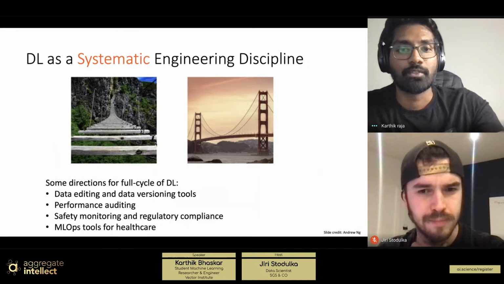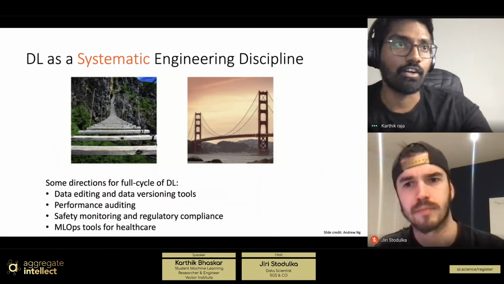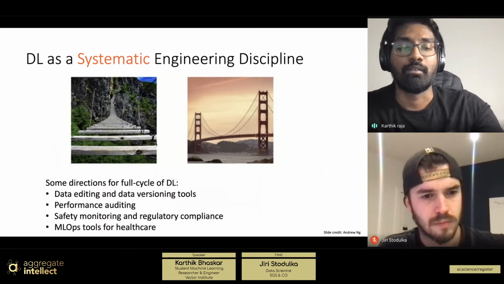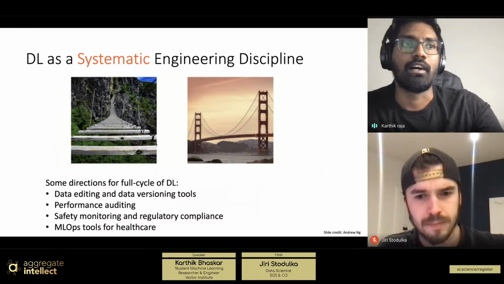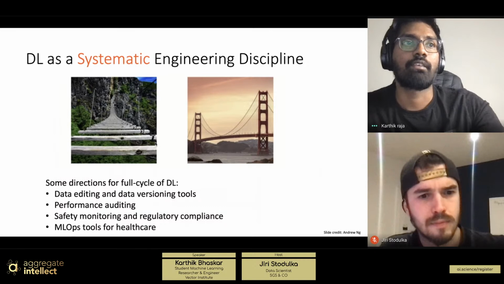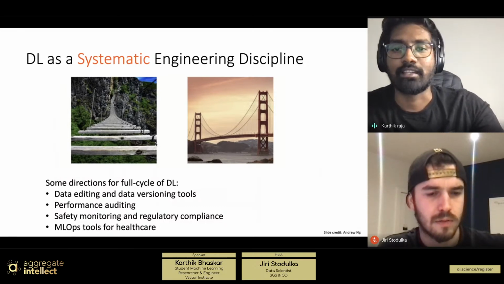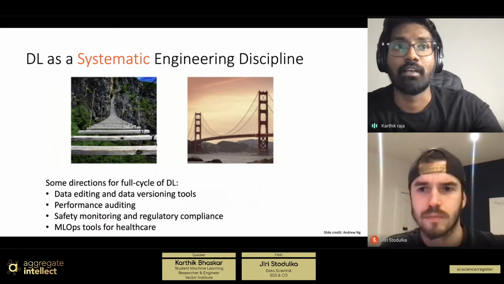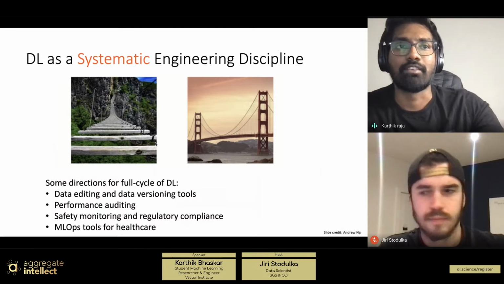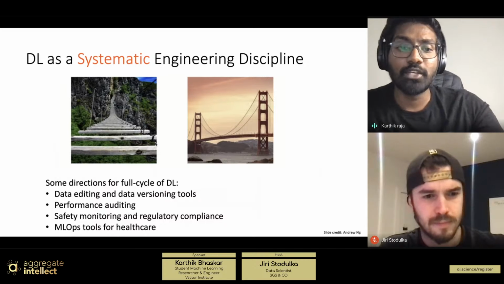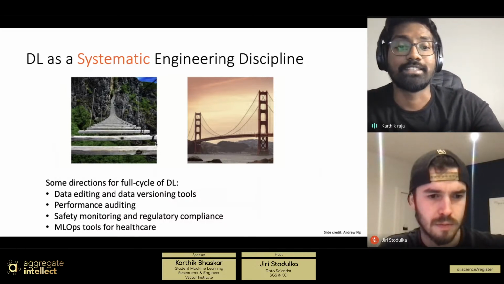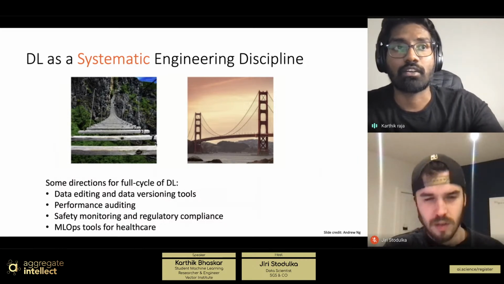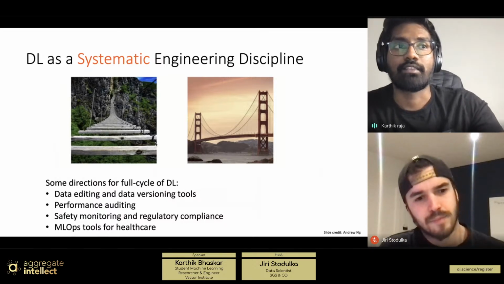Some of the directions for full cycle deep learning are that we need to focus on data editing and data versioning tools. Most of us use our time in training and testing, dividing the data set into different parts, and we have to use different tools like GitHub, GitLab, and DVC for versioning of models. We need to focus a lot on performance auditing, safety monitoring, and regulatory compliance. And of course, we need to invest a lot of time in MLOps for healthcare.